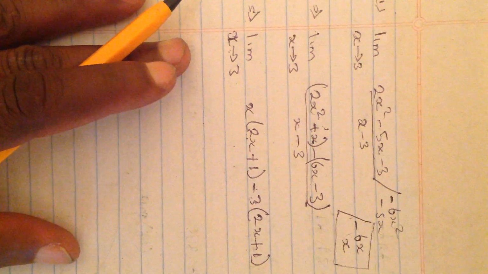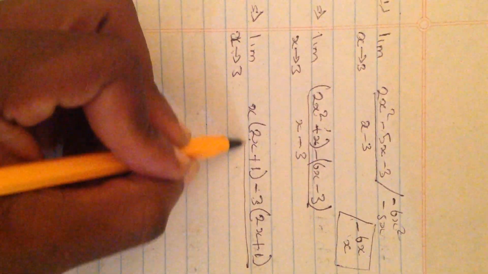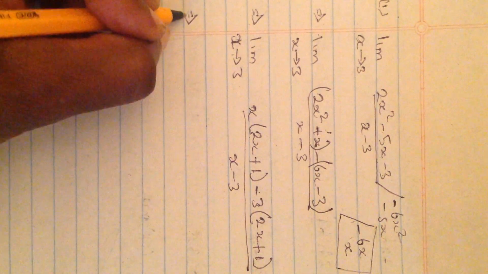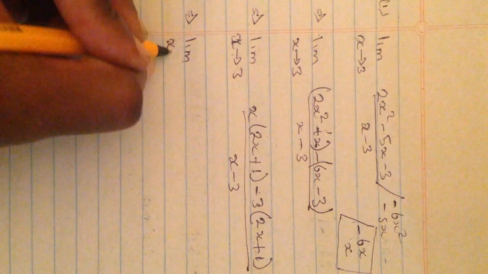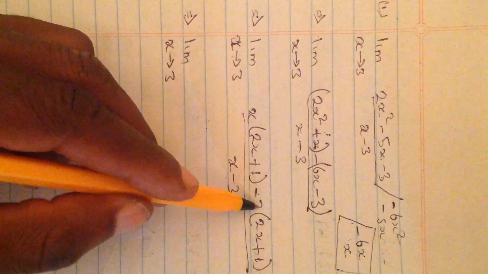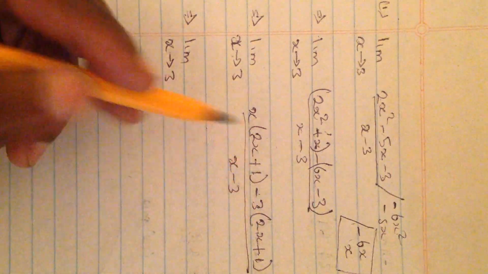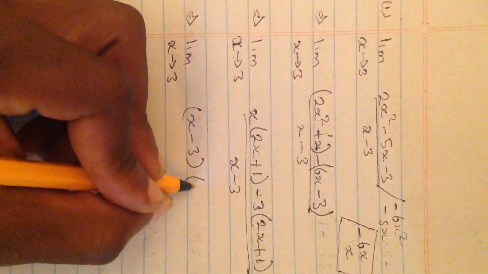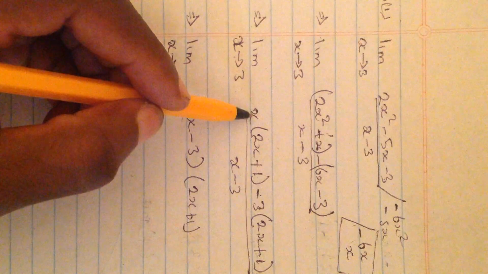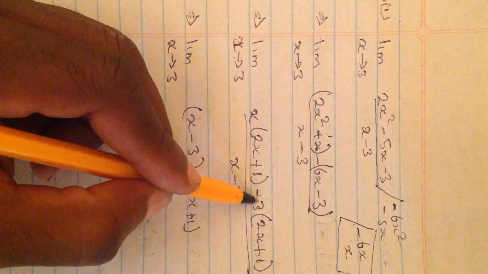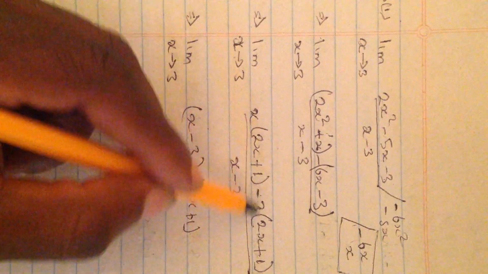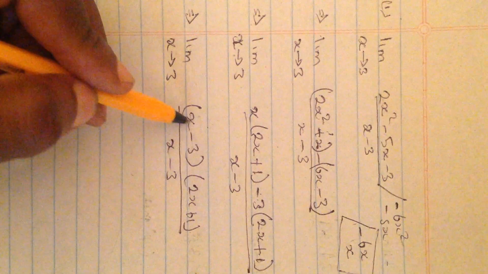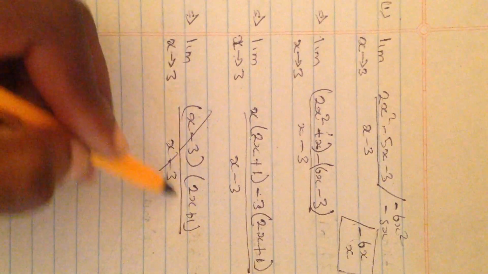Then don't forget your denominator, which is x minus 3. So the limit as x approaches 3. This one and this one will be together, and this and this are the same, so you can just take one. So you have your x minus 3, close, open bracket again, you have your 2x plus 1, over x minus 3. Have you seen that this and this are the same? You can cancel. This and this go, and you remain with 2x plus 1.